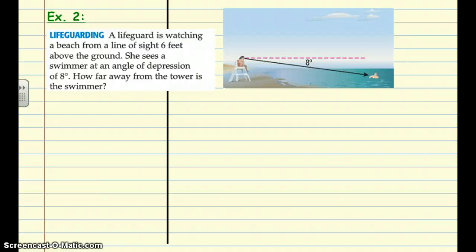In this one, we have an angle of depression. So we have this lifeguard watching a beach from a line of sight 6 feet above the ground. So here's our 6 feet. And she sees a swimmer at an angle of depression of 8 degrees. So this angle right here is the one that we're talking about. How far away from the tower is the swimmer? So we have to figure out the distance from the lifeguard to the swimmer.